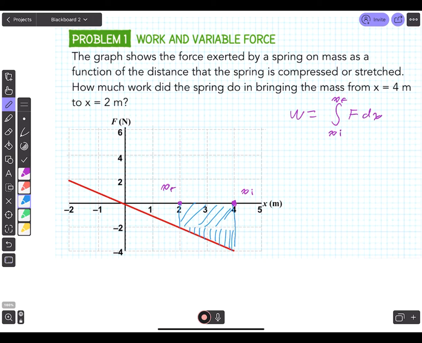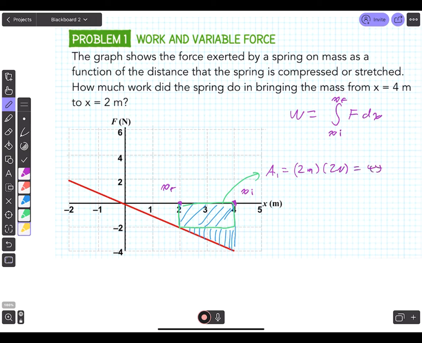So we need this area. So let's look first at this part here. This part here is easy. That area here, well, we'll call it area 1, is just 2 times 2, right? So it's 2, the change in F is 2 meters times, it goes down 2, so 2 newtons, so it ends up being 4 joules.